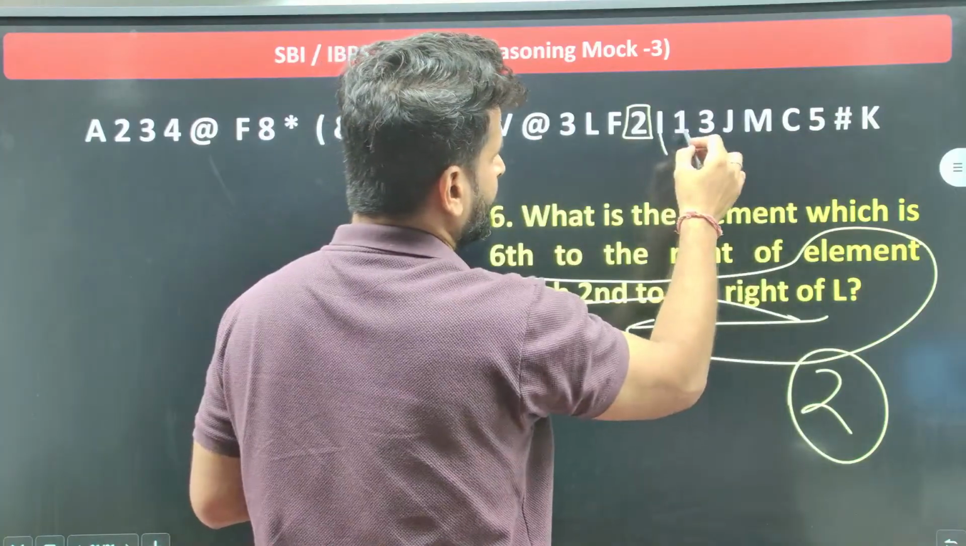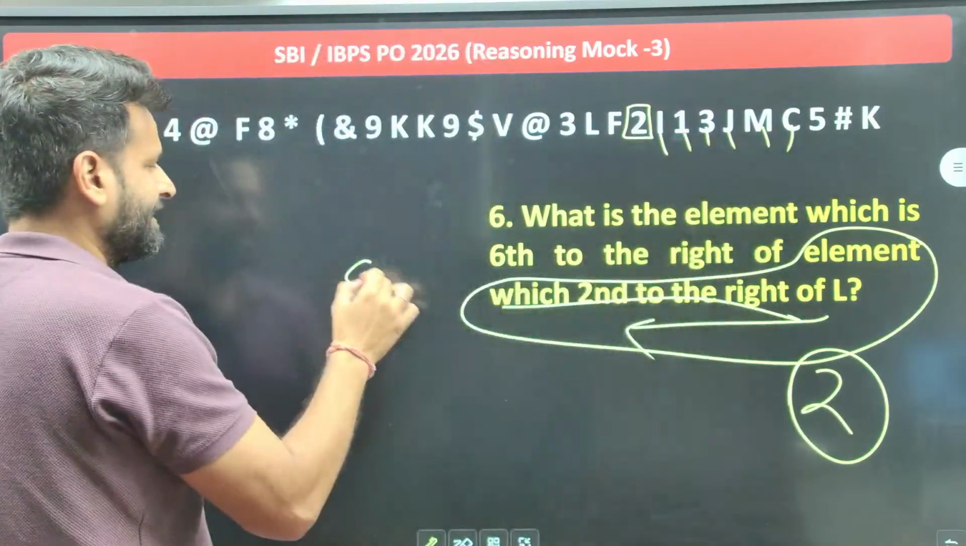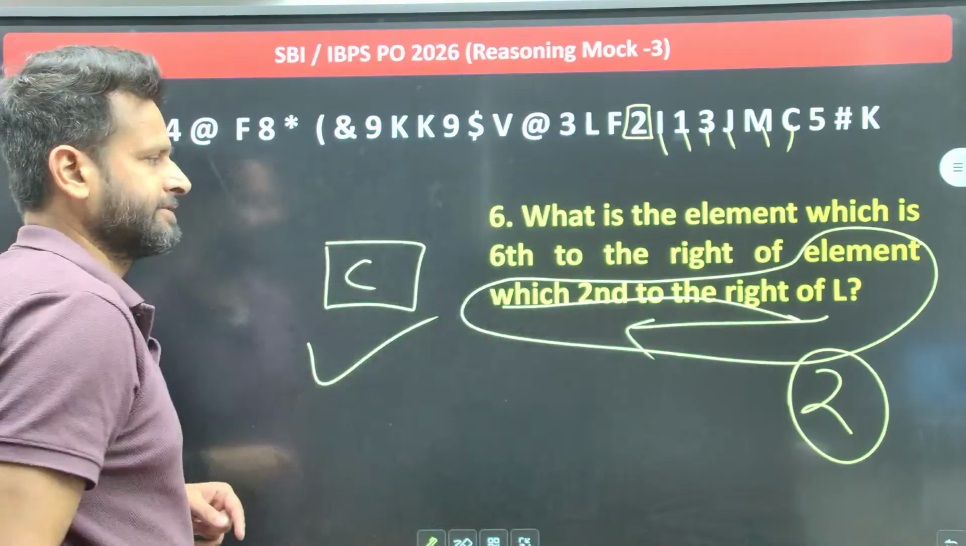Sixth right of 2. 1, 2, 3, 4, 5, 6. Letter C. This will be your answer.